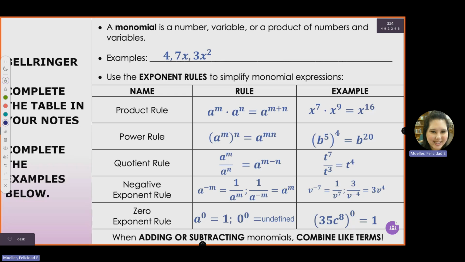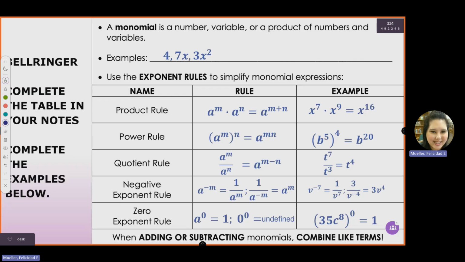plus 9 is 16. Power rule is when we raise the power, meaning we're raising the exponent of an exponent, and we would multiply. So b to the 5th to the 4th power would be b to the 20th, because 5 times 4 is 20. Quotient property or quotient rule is when we're dividing the same variable, and we're going to subtract the bottom from the top. So t to the 7th over t to the 3rd would be t to the 4th.